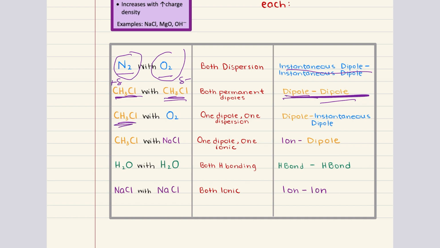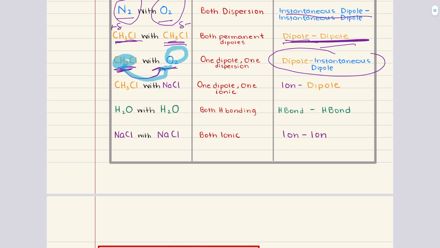Then if one molecule is polar and the other is nonpolar, then this interaction is called a dipole-induced dipole force or a dipole instantaneous dipole force. Here, the polar molecule is going to temporarily induce a dipole in the nonpolar molecule, and that's going to allow for that weak attraction between the two. So here we have chloromethane, which is polar, and oxygen gas, which is nonpolar. The permanent dipole in chloromethane is going to induce a dipole in oxygen gas, and that's going to allow for the dipole-induced dipole force.